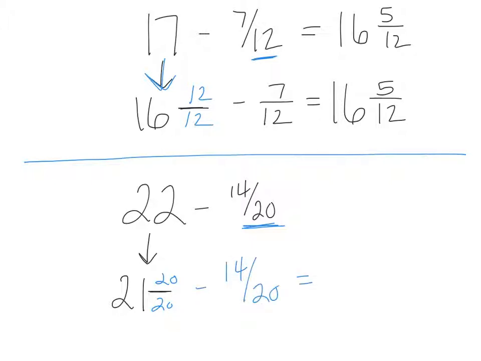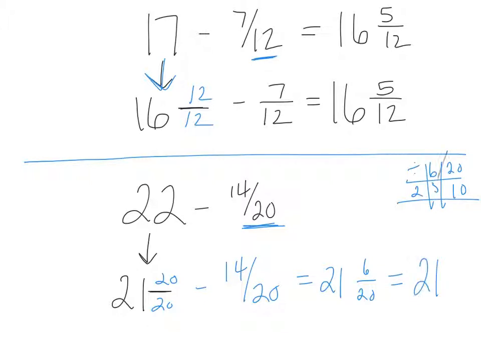And now that I have two fractions, I can subtract. 20 minus 14 is 6/20ths. 21 minus nothing is 21. And just to continue with always checking for the simplest form, 6 and 20 are even numbers, and I could divide both of them by 2. 6 divided by 2 is 3. 20 divided by 2 is 10. 3 and 10 cannot be simplified any further. So your final answer would be 21 and 3/10.